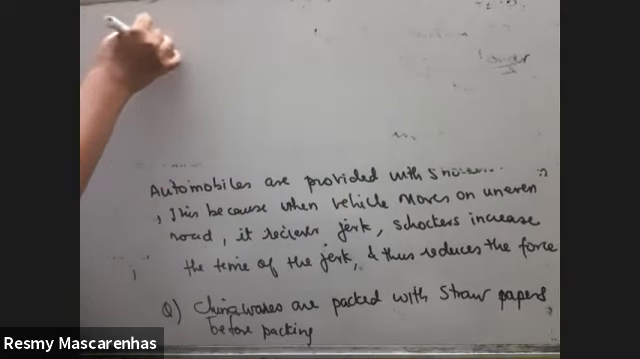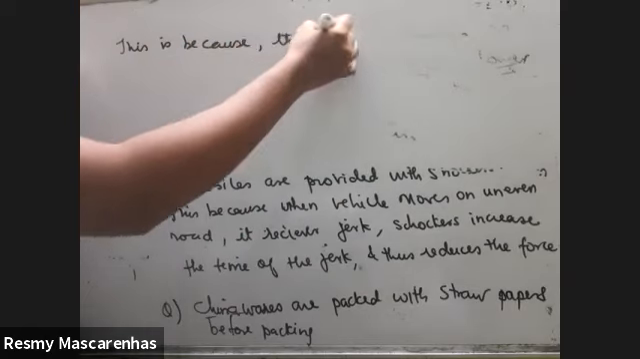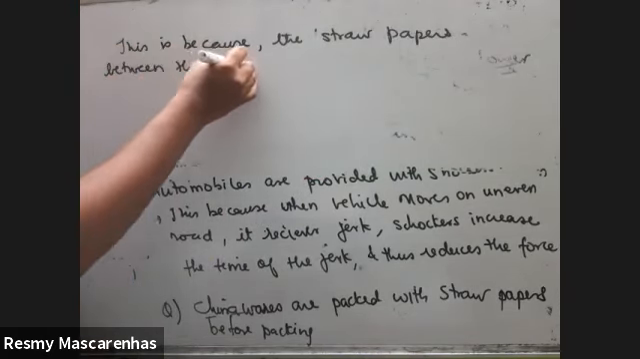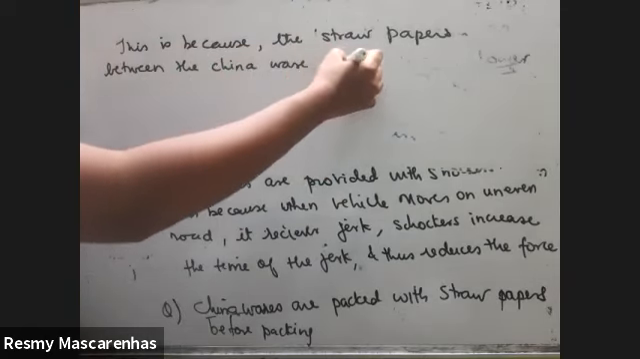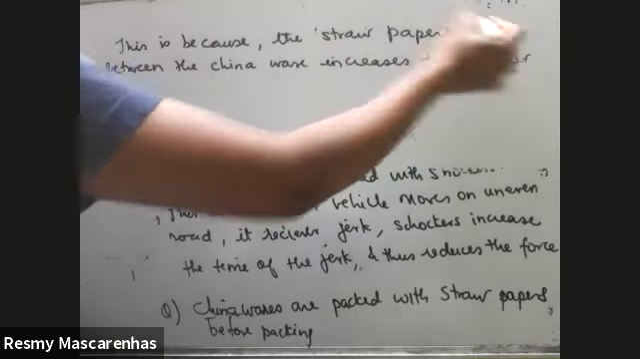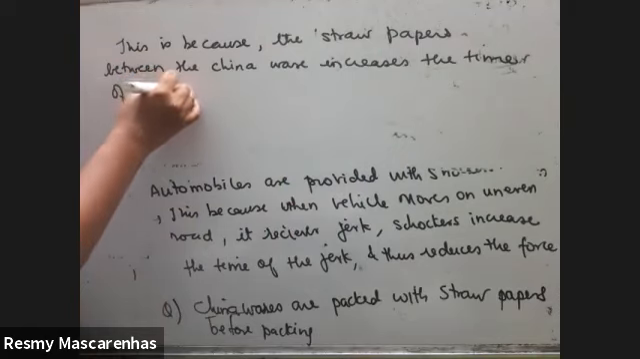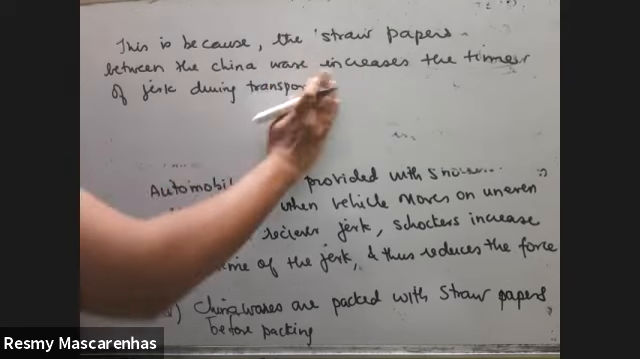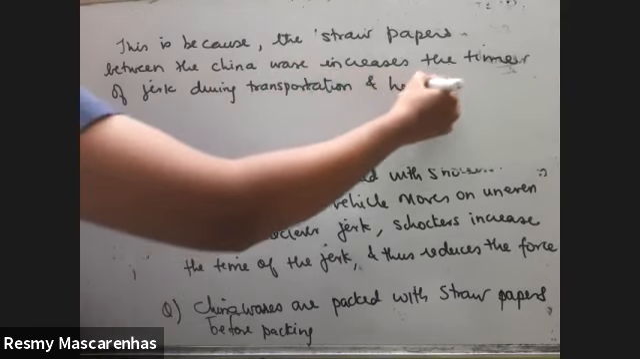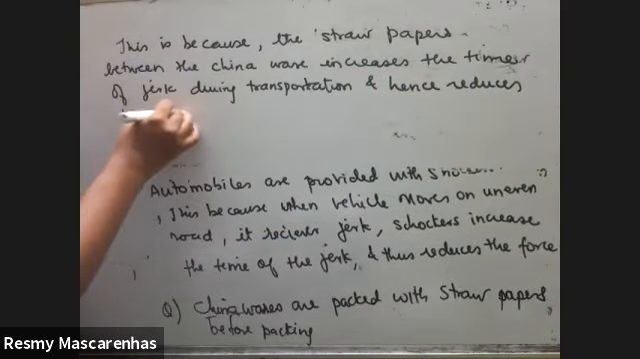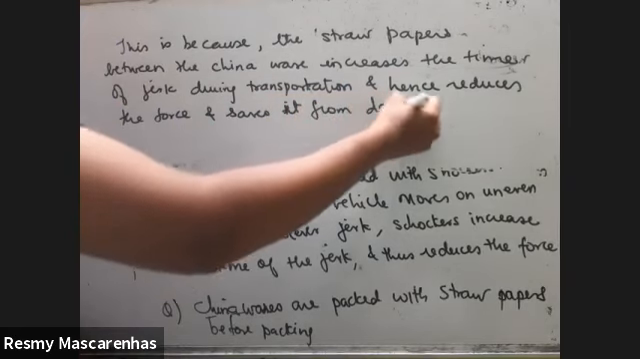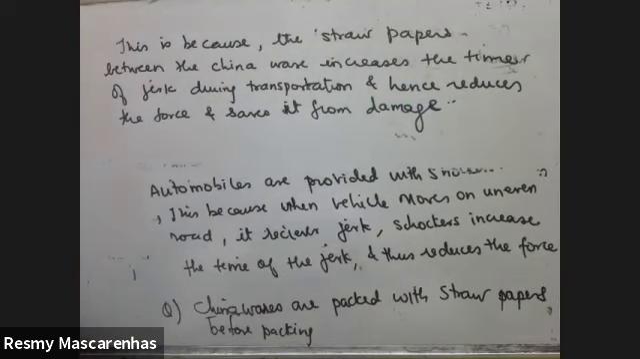So this is because the straw papers between the China ware increase the time of jerk during transportation or wherever, and hence reduce the force and save it from damage. Straw papers will increase the time.